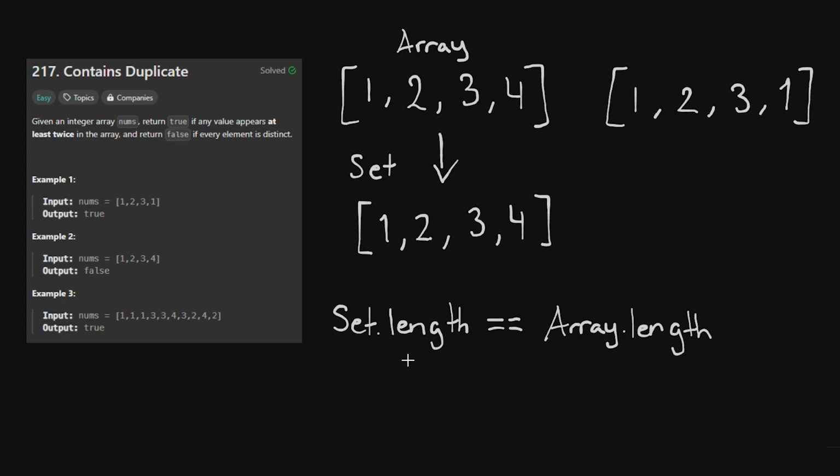So all I have to do is that, if both lengths equal each other, that means that they're the same and every element is unique. And if the lengths are different, that means that there's clearly duplicate values within the array, which is crazy to me.